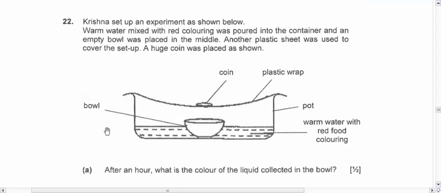Okay, now question 22. Basically what this experiment is, I have this whole setup. I have warm water with red food coloring, okay, and I have an empty bowl placed in the middle, I have this coin on this plastic sheet, and that's covering the pot.